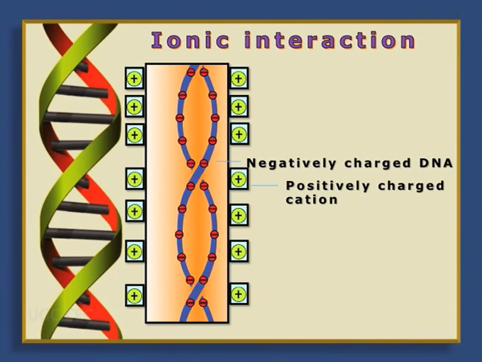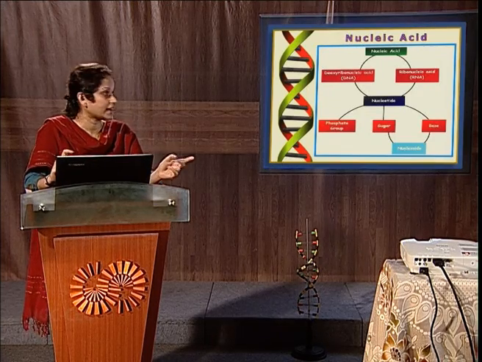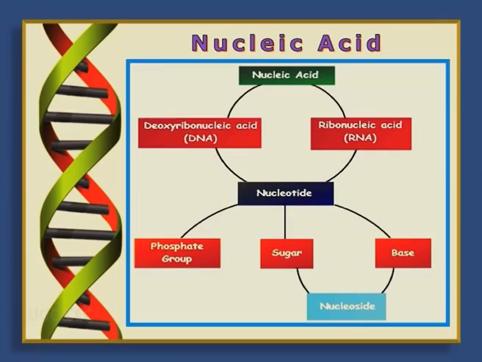Now, the third important point is the ionic interaction. In this slide, we can see the phosphodiester backbone. The phosphodiester backbone is negative in nature due to the presence of the phosphate group, and as a result, it attracts the cations present in the solution, so that there is an ionic interaction between them. And lastly, in a nutshell, nucleic acids are of two types, both made from nucleotides, which in turn are made from three subunits.